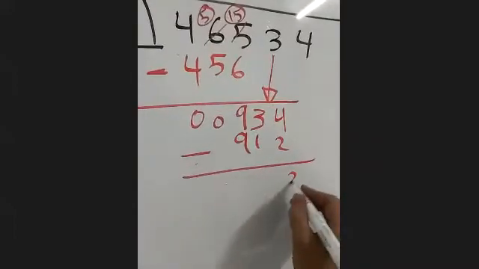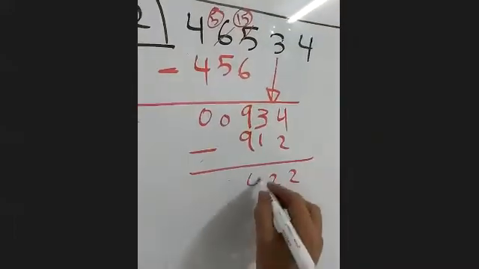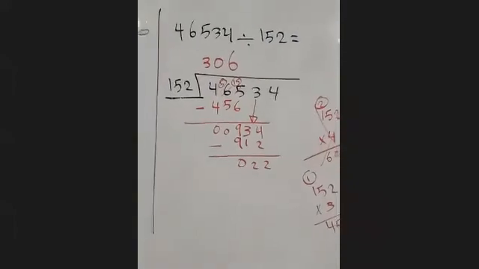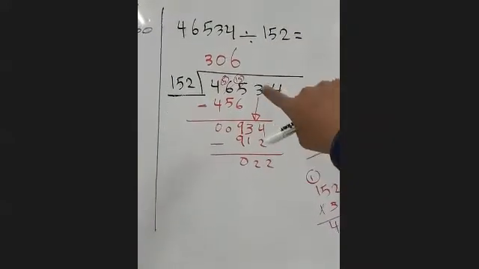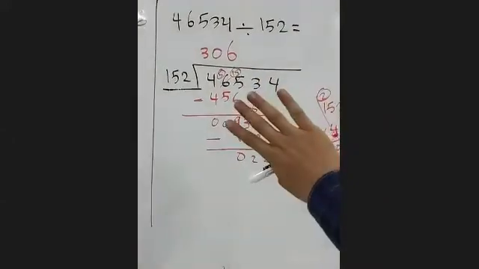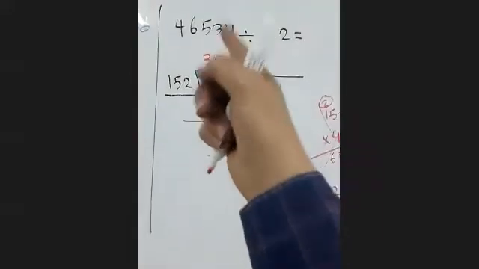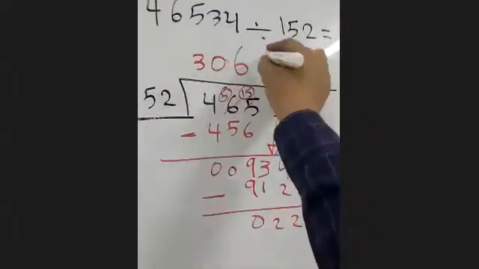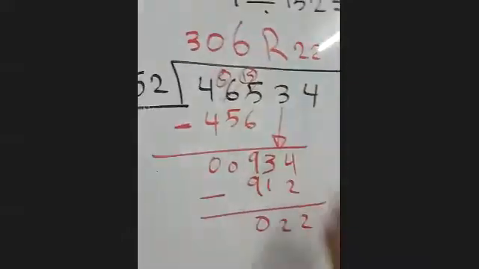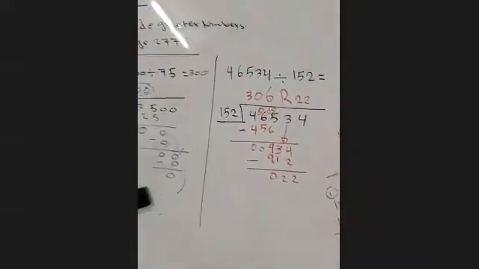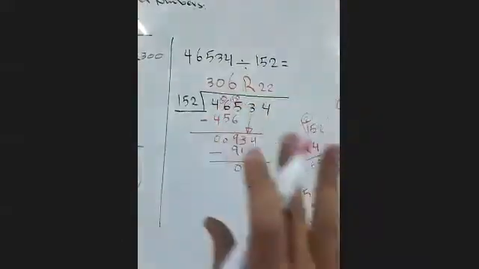4 minus 2, 2. 3 minus 1, 2. 9 minus 9, 0. So what's the answer? We are done with the numbers. I brought the 3, I brought the 4, I'm done. The answer is 306 with remainder 22. So what we did here, guys, is the normal division.